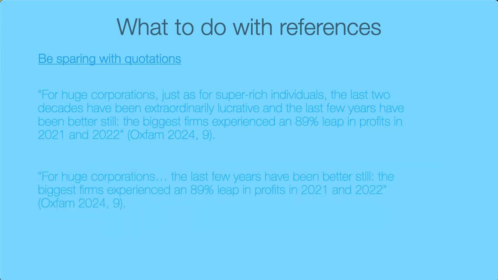We can make the same point in much fewer words. So we can write, for huge corporations, the last few years have been better still. The biggest firms experienced an 89% leap in profits in 2021 and 2022. As you can see, I've added these ellipses, and they indicate to the reader that I have left something out of the original text.